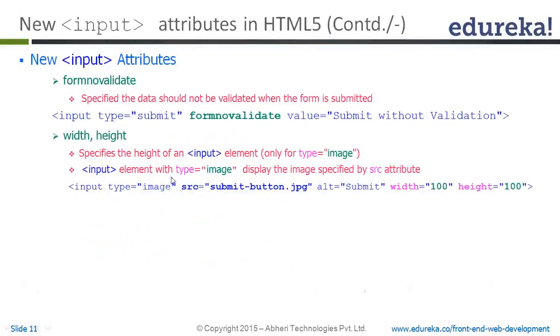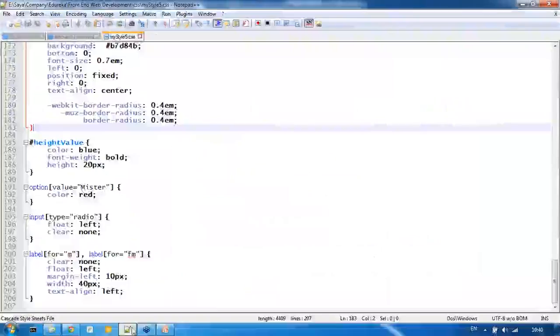For example, I would like to cover one thing, like say type is equal to image. So for input, you can give type value as image as well. Yeah, here Karthik has asked a question, autocomplete.